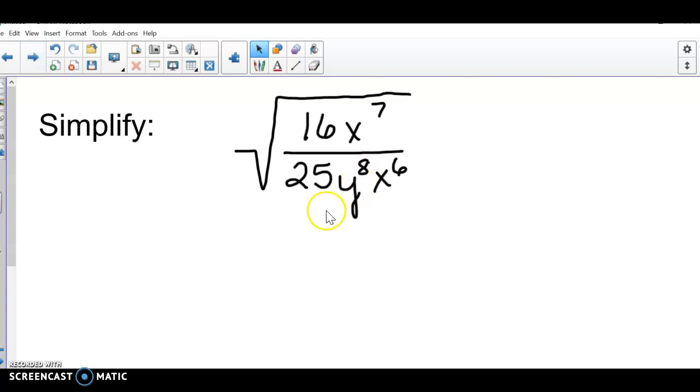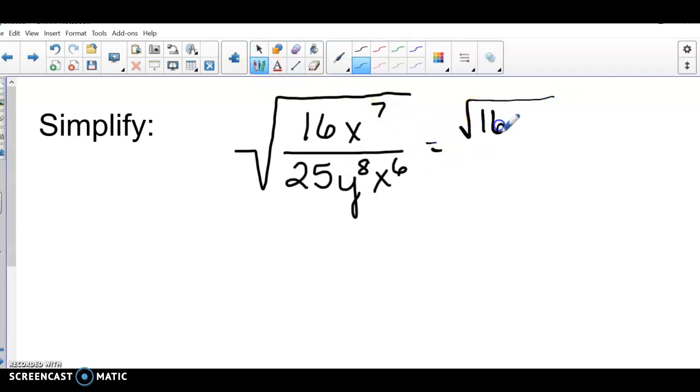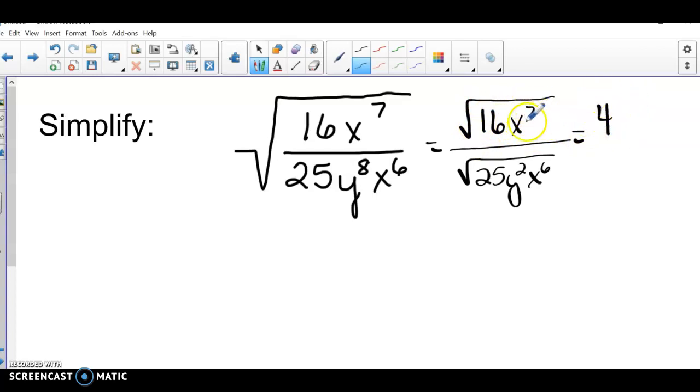Simplifying a fraction. We're taking the square root. So I'm going to do like we had done on the previous one, and I'm going to separate this into the square root of 16 over x to the 7th and the square root of 25 y to the 8th x to the 6th. I know this is a perfect square. 7 is not divisible by the index, so I'm going to separate this. I have to have an even number, so I'm going to do x to the 6th times x. That's the same thing as x to the 7th.